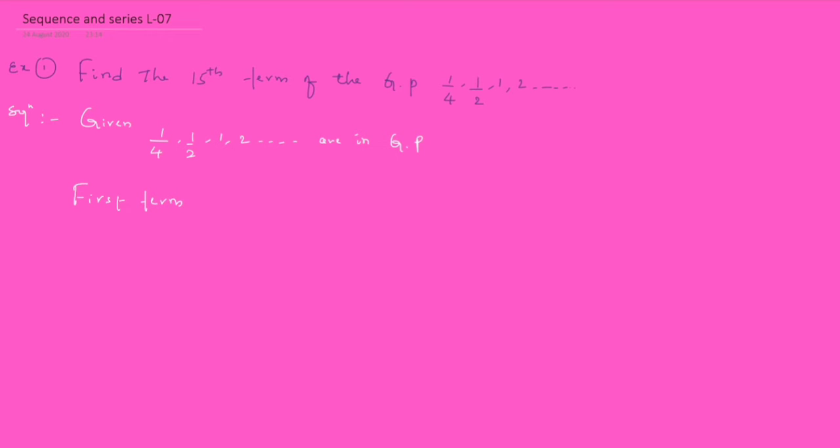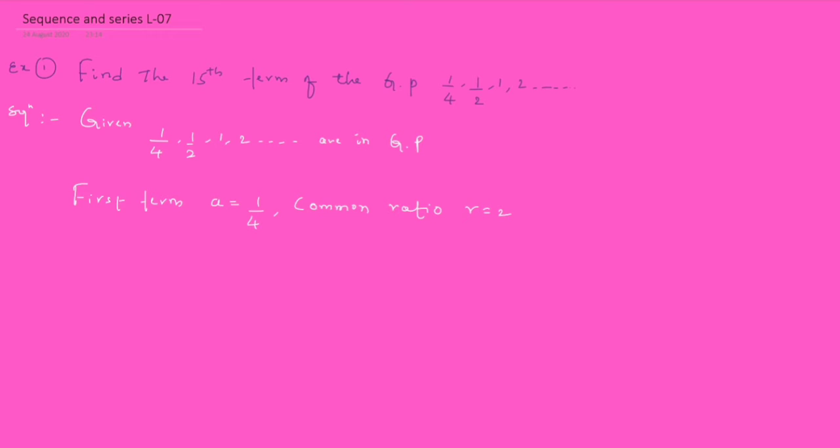Now the first term A equals 1 by 4, and the common ratio R equals 2 here. If you take the ratio between any term and its previous term, it is always constant. If you take the ratio between 1 by 4 and 1 by 2, 1 by 2 and 1, and 1 and 2, the common ratio is 2, right?